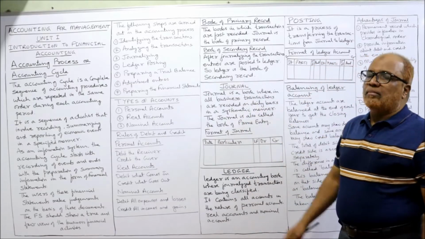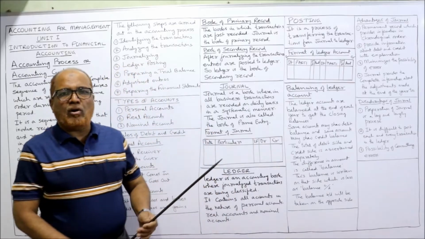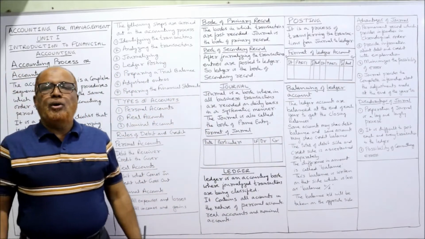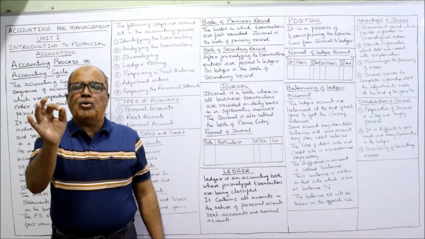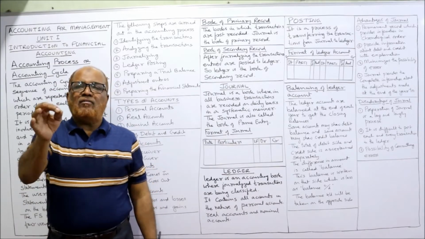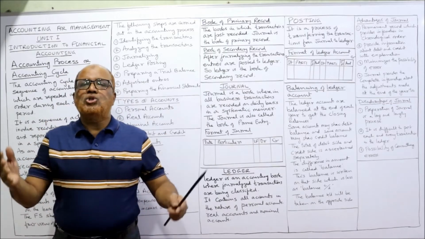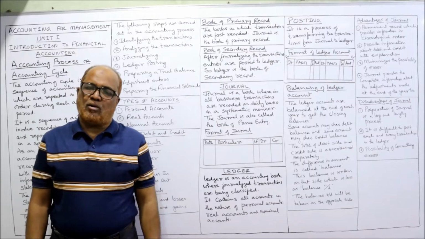Next is books of prime record. There are two types of records: books of prime record and books of secondary record. Books of prime record are those records in which the transactions are first recorded. Whenever a transaction takes place, first it is recorded in the books of primary record. The journal is the book of primary record.